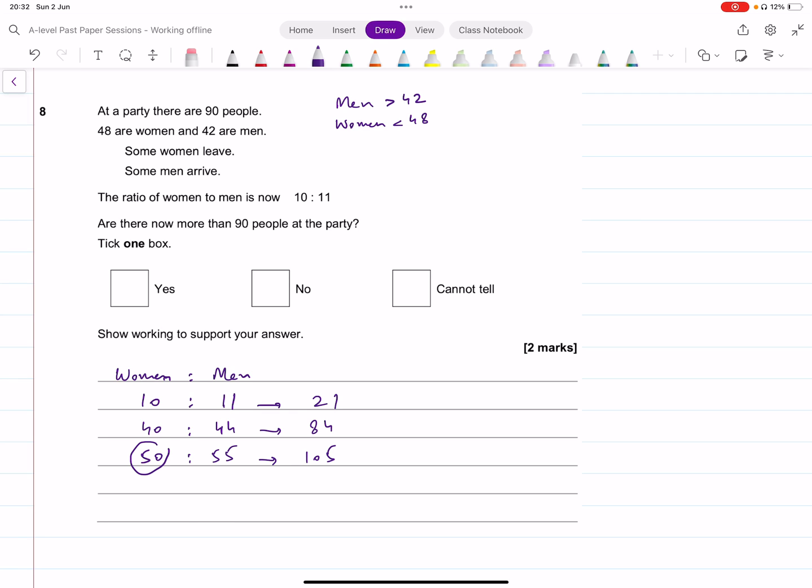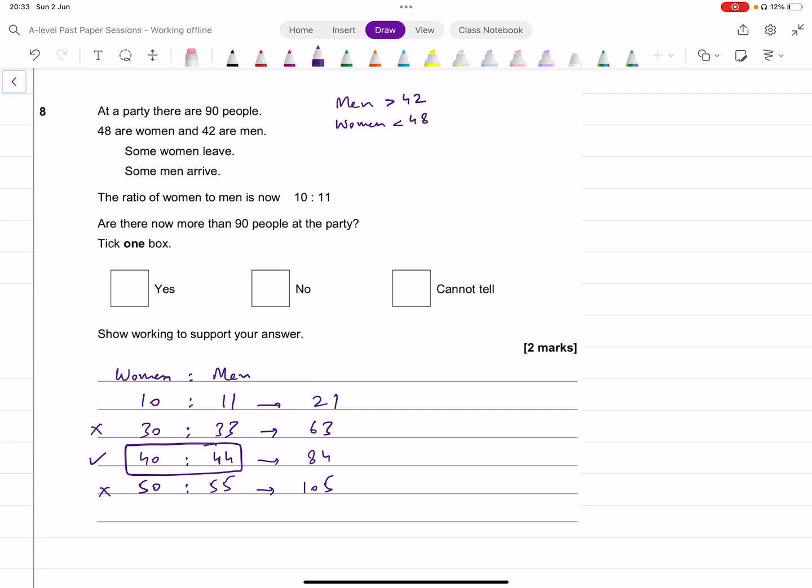Can the number of women be 50? No, it has to be less than 48. Okay, so this is not possible. Can it be 40? Yes. The number of men greater than 42? Yes. And just to be sure, we could consider another case as well. We could consider 30 and 33 here. And that's clearly not possible because the number of men has to be greater than 42. So it can't be 33. This is also not possible. This is the only possibility that we have, because only in this case, both of these conditions are going to be satisfied, right?